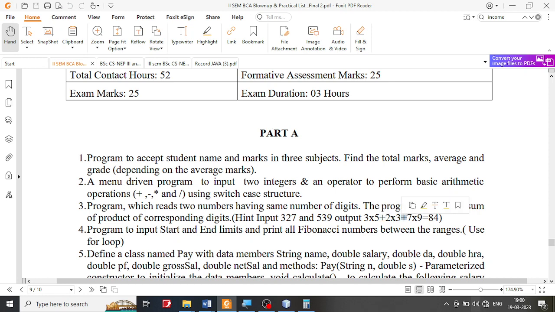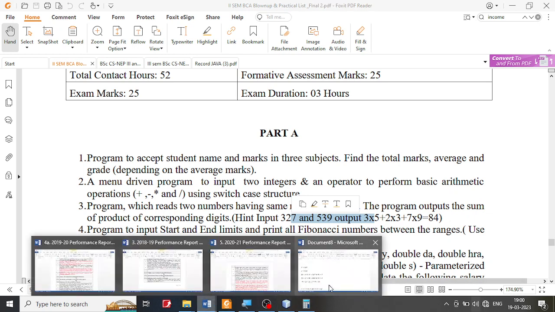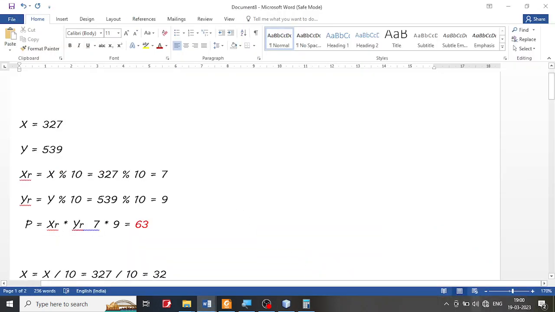So how do we solve them? Let us first do it manually and then we will write the program. Now I am going to take the same numbers, so I call the first number x, which is 327. The second number I am going to take as 539, I call it y. And we know very well that in order to split this number, we can always take the last digit out from the given number.